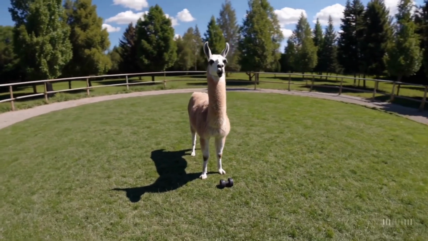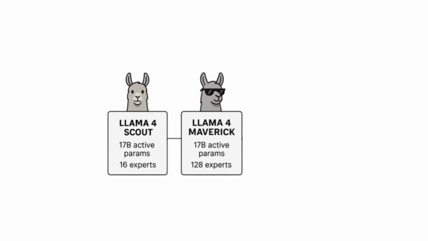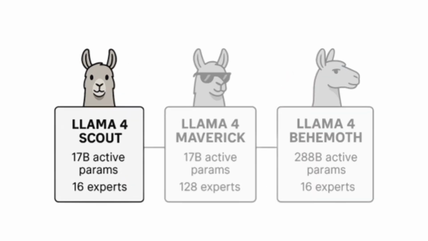There are three main models in this LLaMA 4 suite. We have LLaMA 4 Scout, LLaMA 4 Maverick, and LLaMA 4 Behemoth. Scout features 17B parameters with 16 experts and fits on a single GPU. We'll talk in a second about what an expert is.